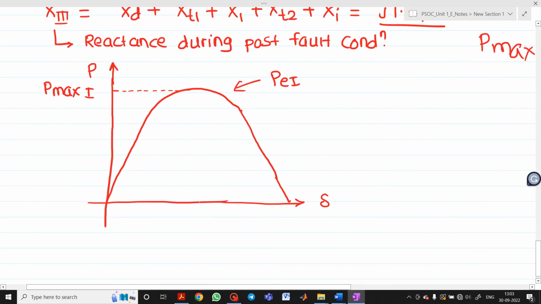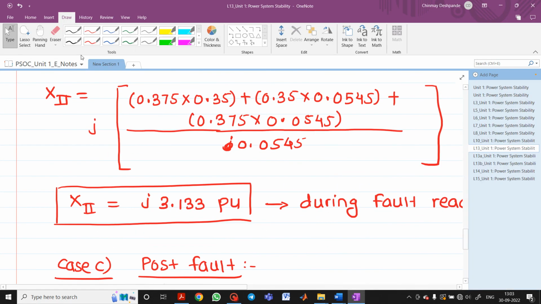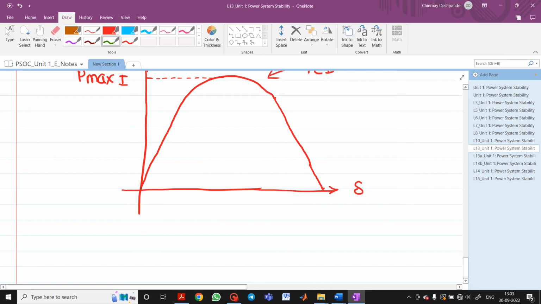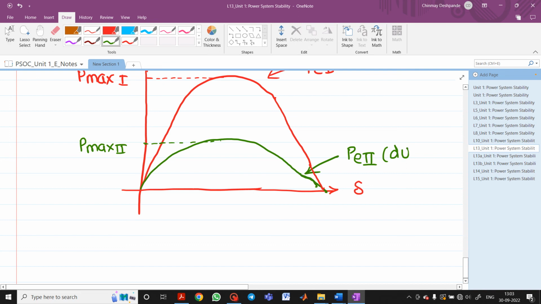This is Pmax1. Now I will take another color for simplicity. Let me show this with this green color during fault. So let's say during fault is this. Okay, during fault is this. So I will take this dotted line. This will be your Pmax2, and this curve is nothing but what? This will be your PE2. PE2 is nothing but what? This is the maximum power transfer during fault situation.